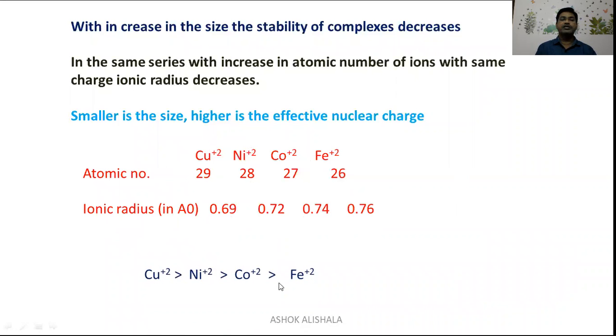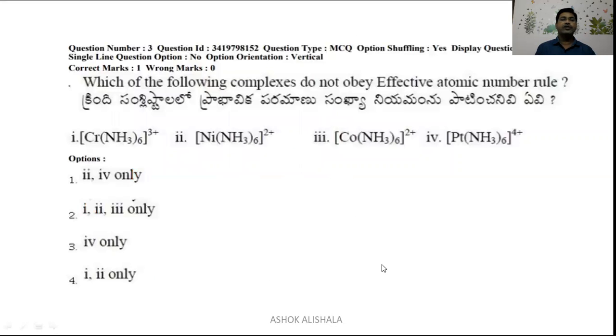This is the stability of the complexes of different ions. Now let us see which of the following do not obey effective atomic number. Here you are provided four complexes and asked which do not obey effective atomic number, that is EAN. First of all, let me give you the answer. The answer is 2. That means 1, 2, 3 do not follow EAN. Only the fourth option obeys EAN.